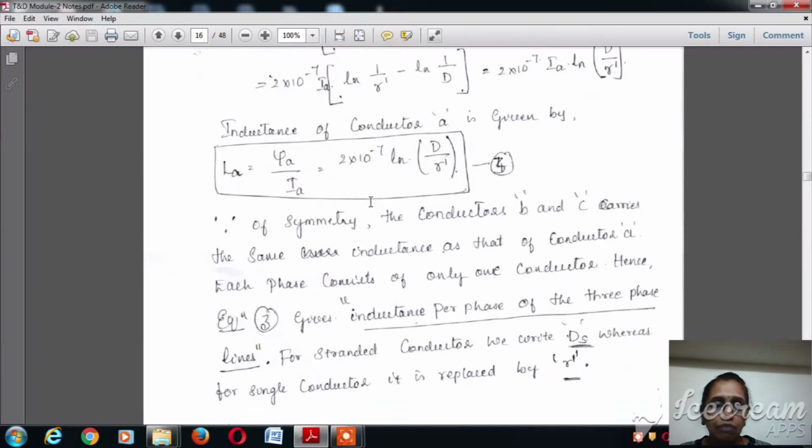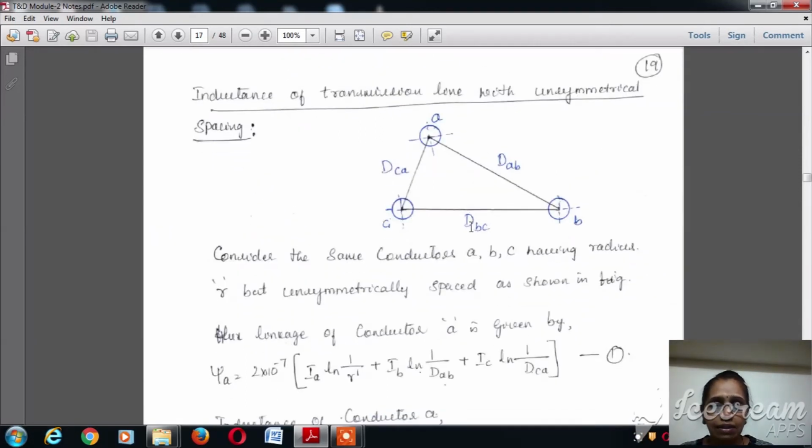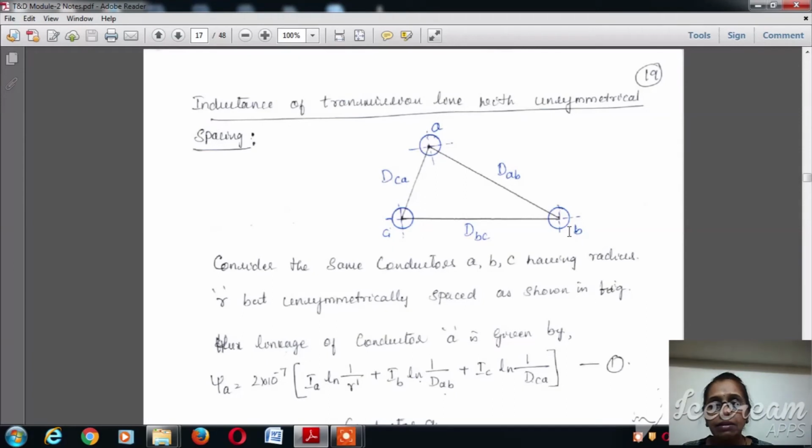Okay. For standard conductors, we write DS, whereas for a single conductor we write R dash. So for the standard conductors, we know that the self GMD plays a major role. In the previous expression we considered the symmetrical spacing. Let's consider the unsymmetrical spacing of the three-phase line, and we will be able to find out the inductance of the transmission line with unsymmetrical spacing.